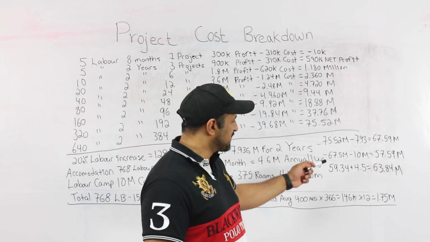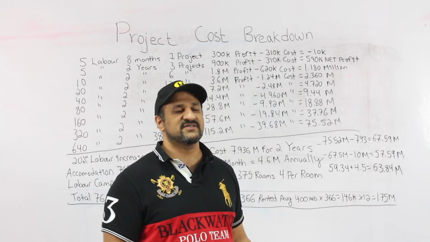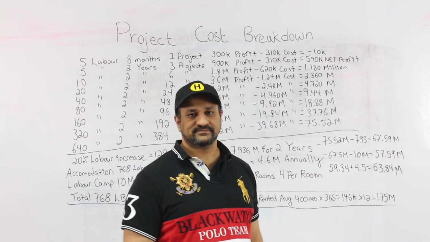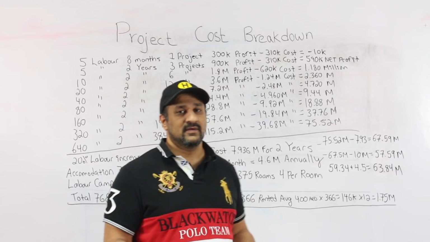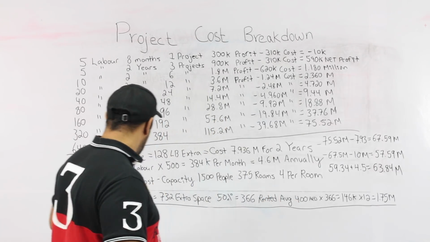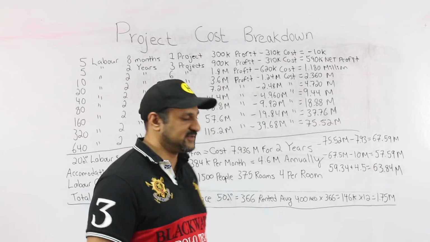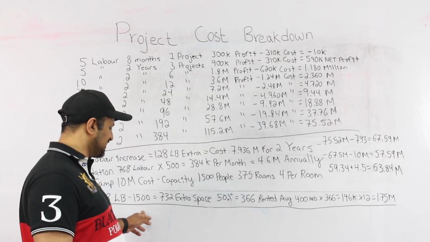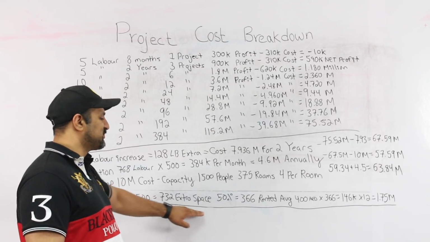So what we're going to do is we're going to take our 67.5 million minus 10 million from it, which is our cost of our labor camp, and it gives us a net of 57.59 million. Now, that labor camp has a capacity of 1,500 people. And so we only have 768 laborers, including all of our laborers combined. And so 768 laborers minus 1,500, which is our capacity, gives us 732 extra space, extra spots for our labor.